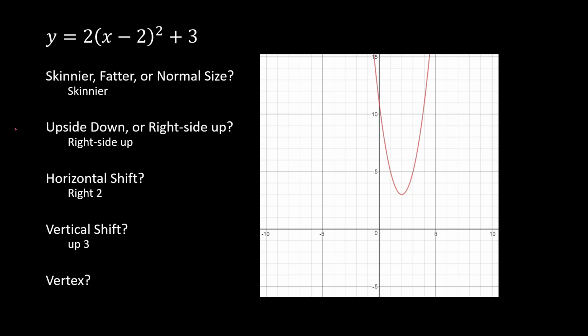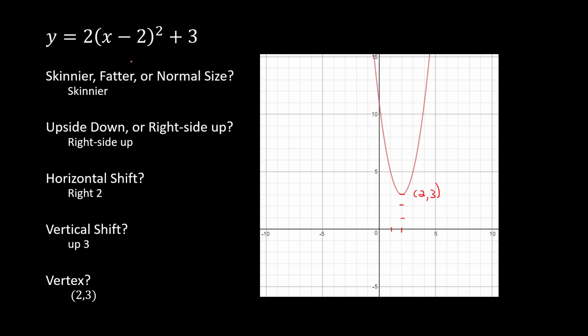So then the next question is, what is the vertex? Well, we know where it starts because it's shifting to the right 2, so over 1, 2, and then it's going up 3, 1, 2, 3. So the vertex would be to the right 2, up 3, to get the point (2, 3). So these are questions that we can answer based off of the function.